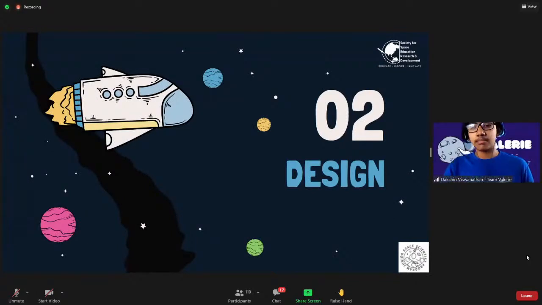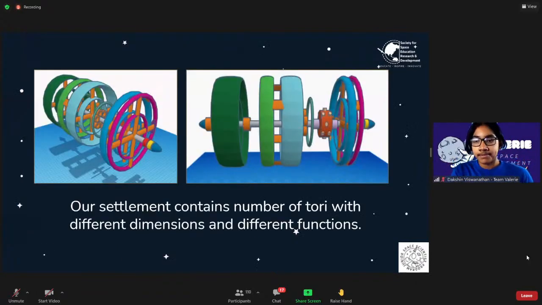Now let's talk about the design. This is the design for an orbital settlement. There are 5 main toruses. The first dark green torus is meant for wildlife. The light green torus is for agriculture. The light blue is for the residential place.